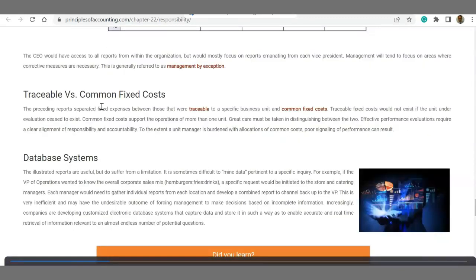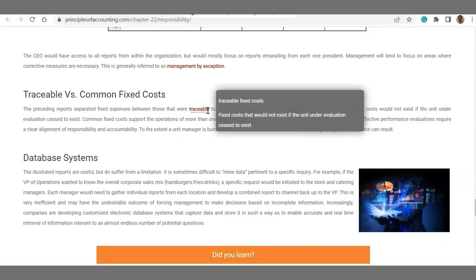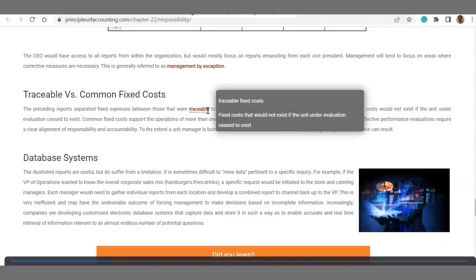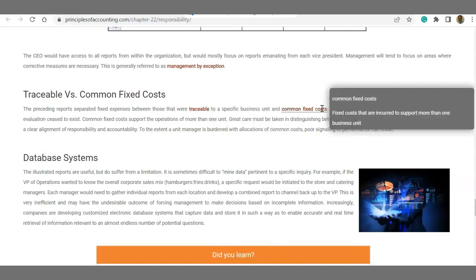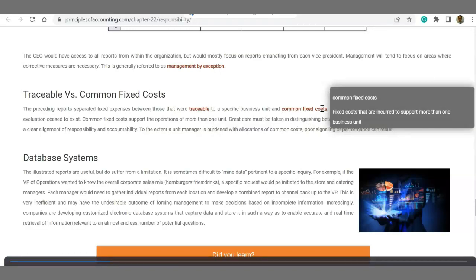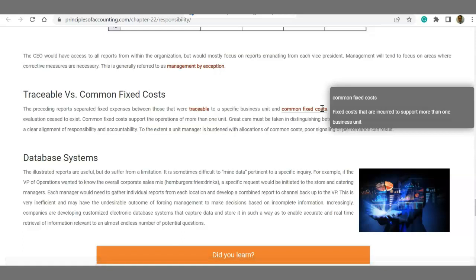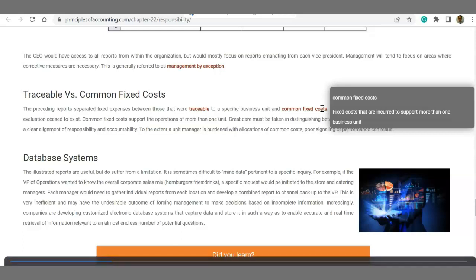That's good. Traceable fixed cost is a cost that would not exist if the unit under evaluation ceased to exist. When you say traceable fixed cost, that means if you eliminate that unit, that fixed cost will go away. However, common fixed costs, as I said already, are fixed costs that are incurred to support more than one business unit. That means if you eliminate any of those business units, that common fixed cost will still stay. So any unit margin is going to be very helpful to pay for common fixed costs.